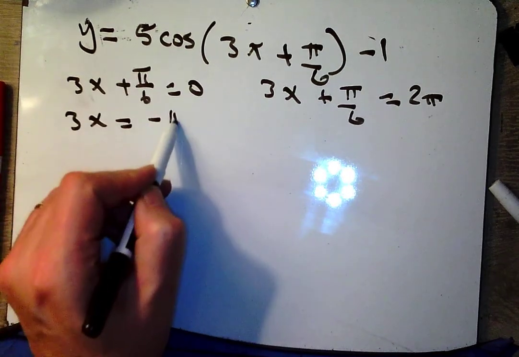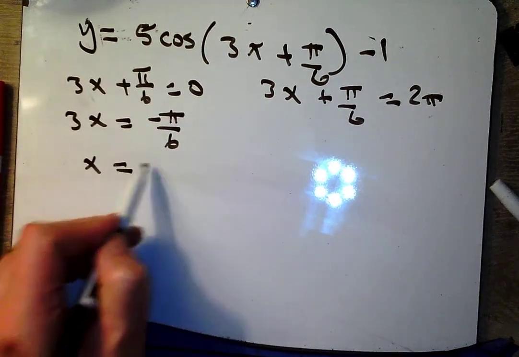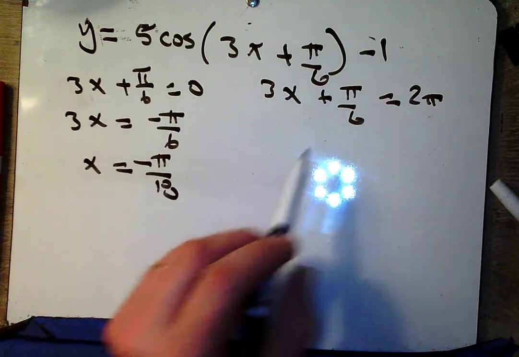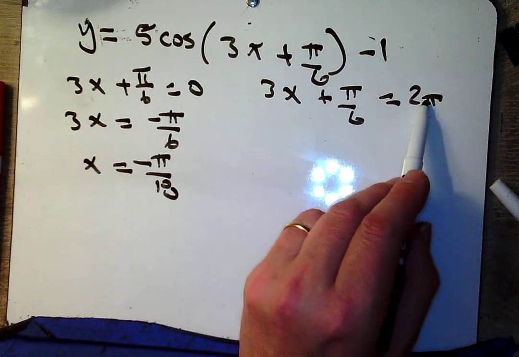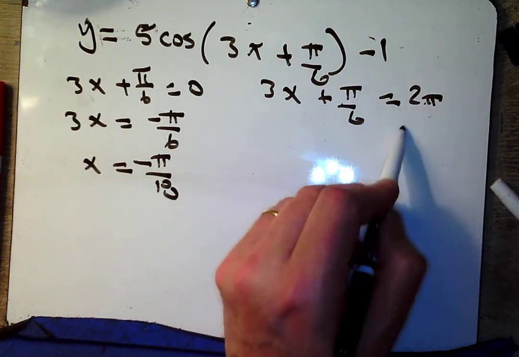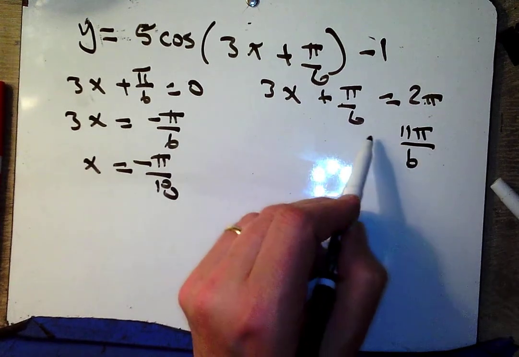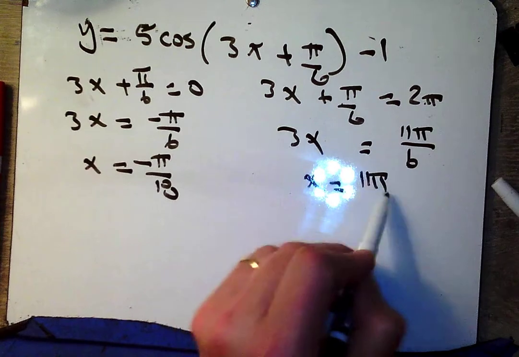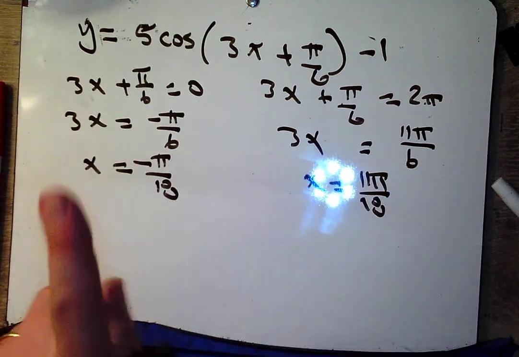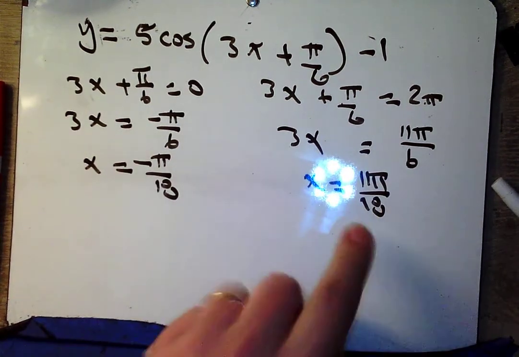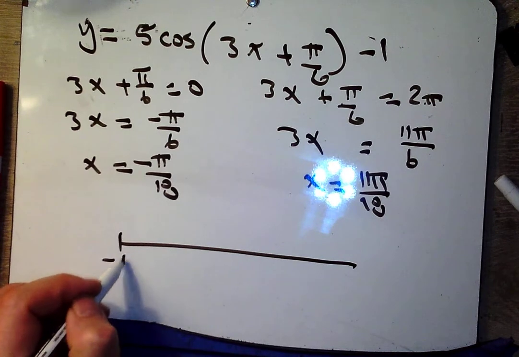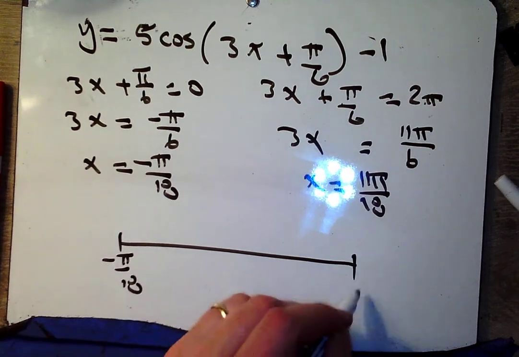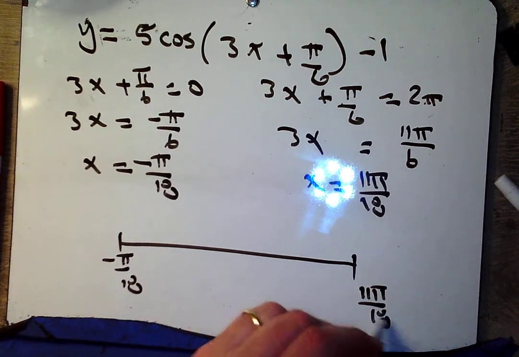3x equals negative pi over 6, x equals negative pi over 18. And here, this is 12 pi over 6 minus 1 pi over 6, 11 pi over 6. And so x equals 11 pi over 18. So our graph starts here, our graph ends here: negative pi over 18, 11 pi over 18.